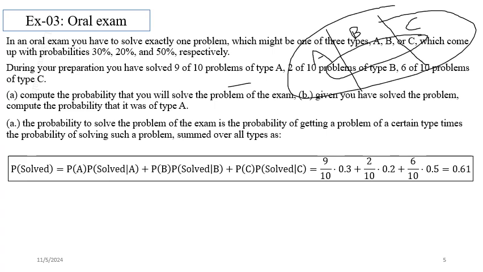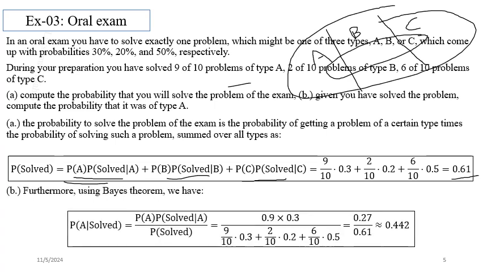So probability of solve is probability of A intersection solve, plus probability of B intersection solve, plus probability of C intersection solve. Here, at the atomic level, you are applying the multiplication rule each time. In total you are applying the total probability law, and through that you have computed the probability of solve is 0.61.